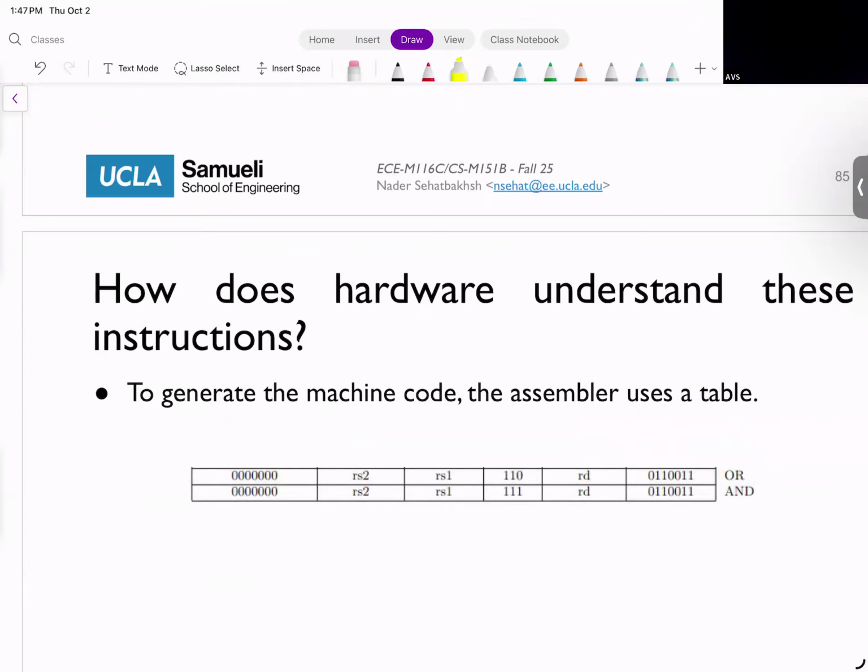Okay? Yeah, final question before I let you go. What's that? No, return is not an R-type instruction. What was the question again? It's a pseudo instruction, yeah. It becomes a JALR. Yeah.